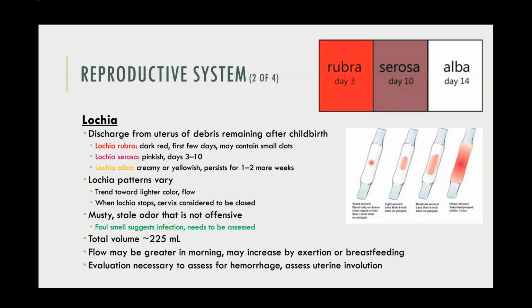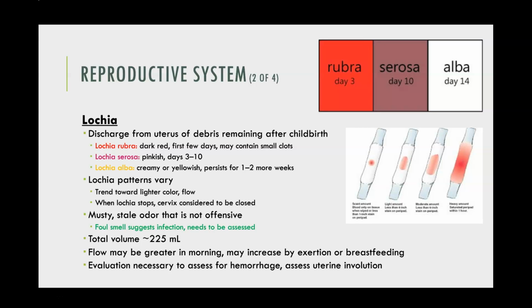Other abnormal things that you might see from a lochia standpoint are things like large clots, a foul odor, again, an excessive amount. If the mom continues to have rubra past 3 days, that could mean that she has some retained products of conception and put her at risk for a possible late postpartum hemorrhage. If the mom has an extended number of days of serosa or alba, that could possibly indicate endometritis, so an infection of the endometrium.